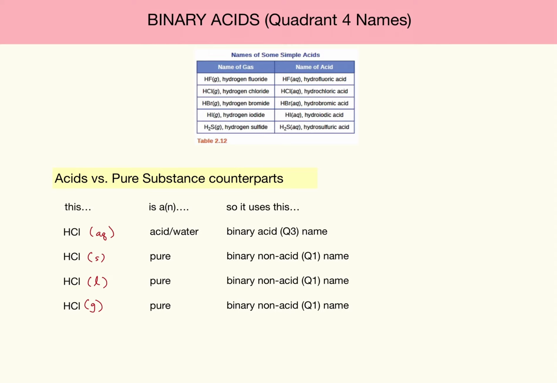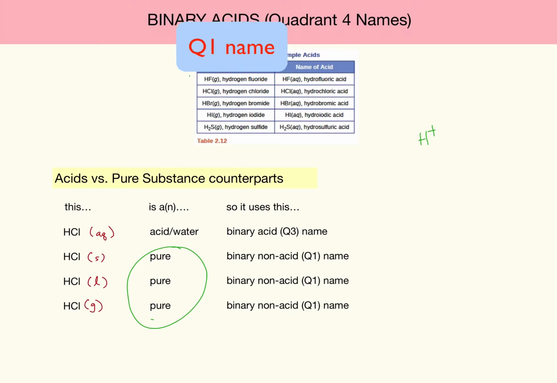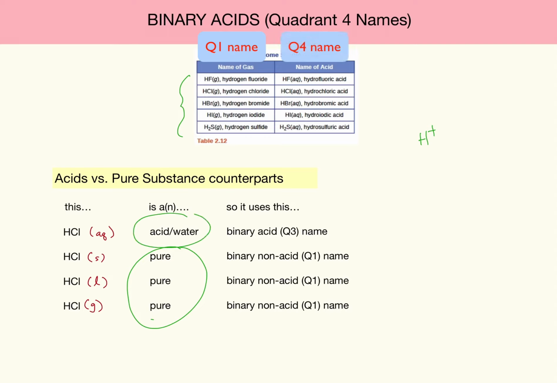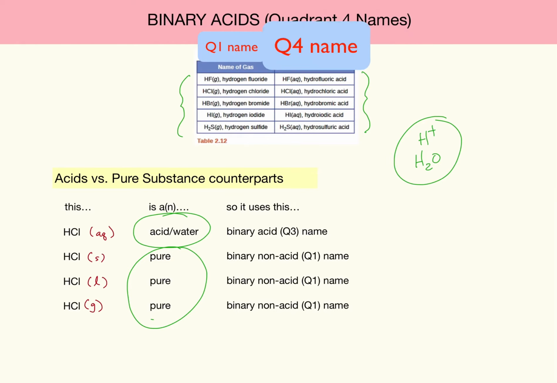Binary acids, the compounds we placed in quadrant 4 on our nomenclature grid. Acids need something to accept the hydrogen. If the material is pure, it has nothing to accept the hydrogen, and so it doesn't really act like an acid. It acts more like just a normal binary non-acid. On the other hand, if it's mixed with water, water can actually accept that hydrogen, and so it really is acting like an acid, and so it's named as an acid.